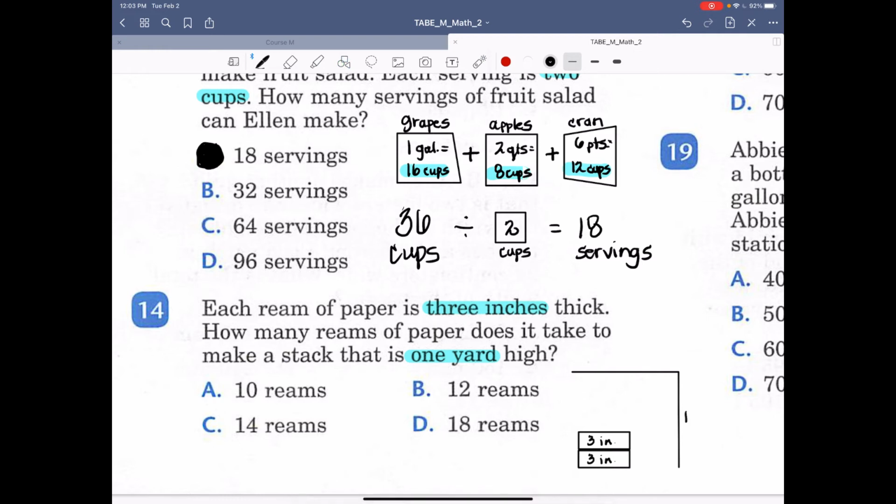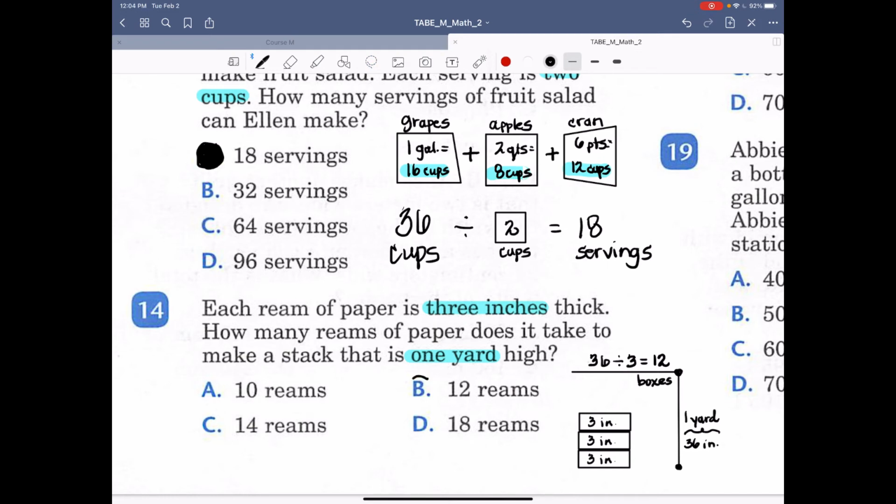So we're looking at 1 yard here. So how many of those boxes does it take to equal that 1 yard height? So let's convert the yard to inches. 1 yard is the same as 36 inches. And 36 inches divided by 3 inches is 12. So I need 12 boxes to stack up here to make that yard high.